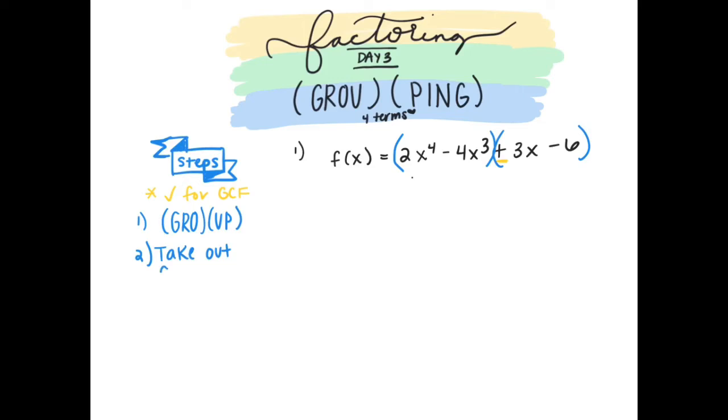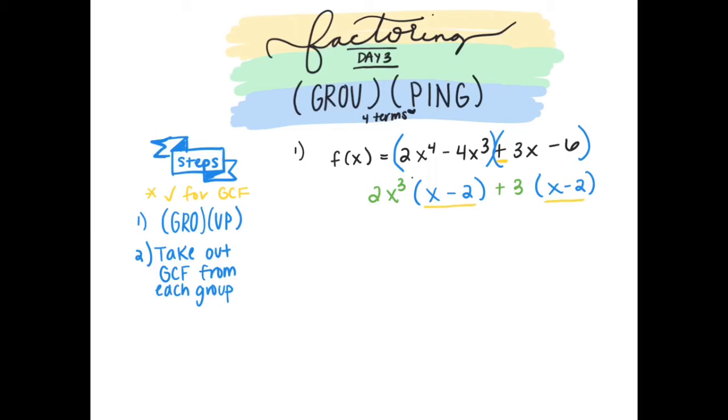Step 3, take a GCF out of each group. So I'm just going to look at the 2x to the fourth power minus 4x cubed and take out a GCF from it. Then I'm going to look at 3x minus 6 separately and take out a GCF from that. So 2x to the fourth minus 4x cubed has a 2x cubed in common. So I'm going to take that out. When I do that, I'm going to have x minus 2 left over. Now I have to regroup and do it again. 3x and negative 6 have a 3 in common. Take it out, then you have an x minus 2 in common.